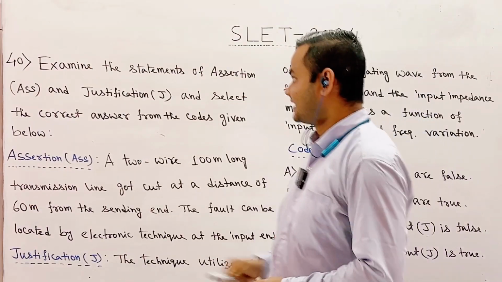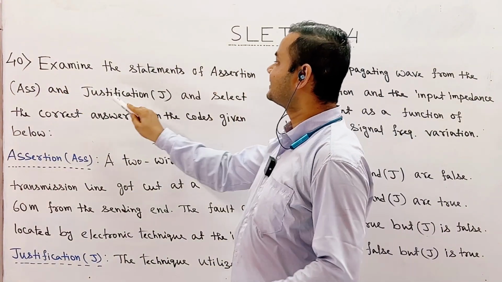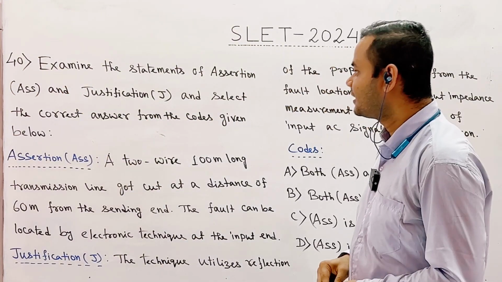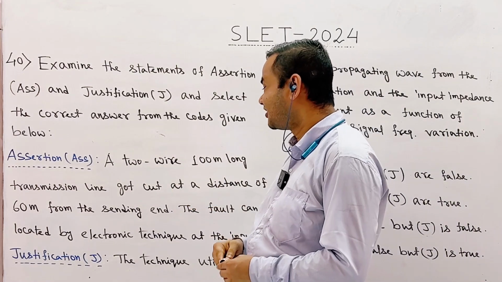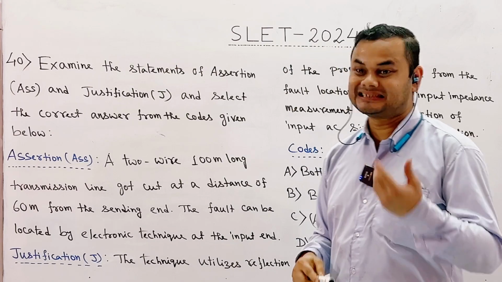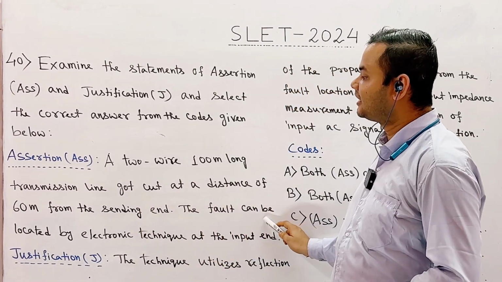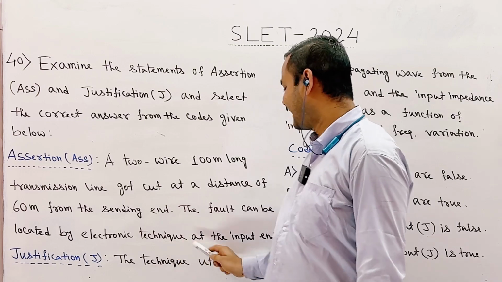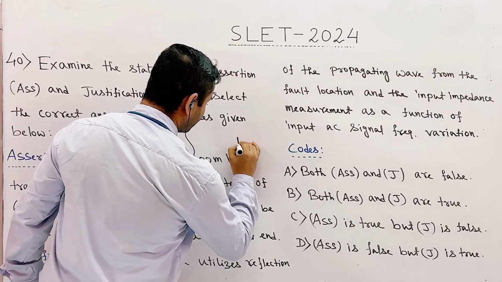Finally, let us discuss question number 40. This question number 40 is an assertion justification type question. Assertion: a 2-wire 100-meter long transmission line got cut at a distance of 60 meter from the sending end. The fault can be located by electronic technique at the input end. Students, this statement is true. Okay?